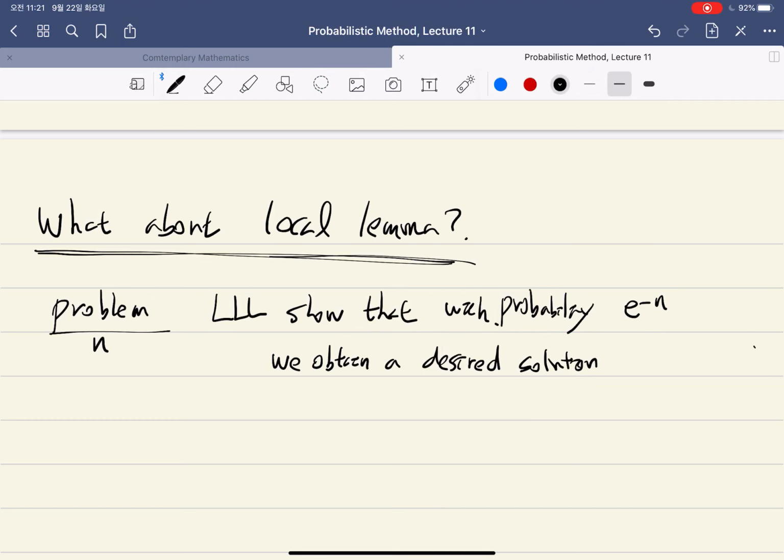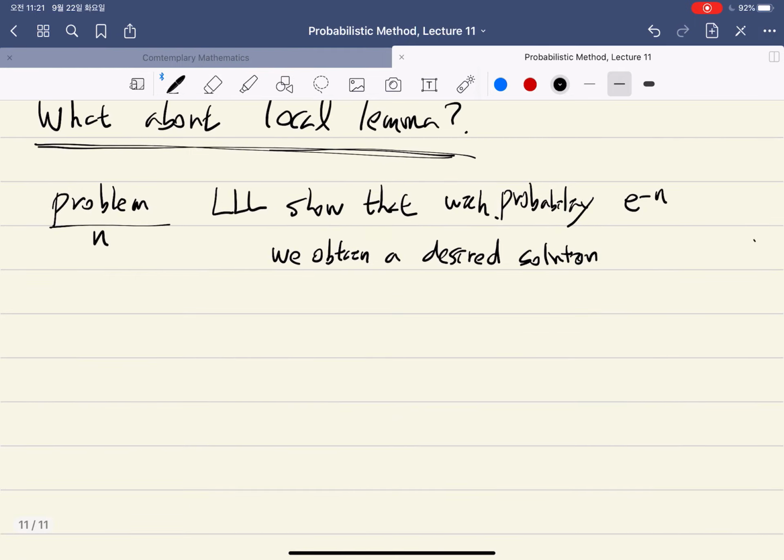Then what do you have to do? You randomly choose all the things, and with probability 1 minus e to the negative n, that's not what you want. So you have to do it again. If you do it, say, exponentially many times, then one of those times you will actually get the right answer. So you will get the desired solution. But this is not efficient. You have to do it exponentially many times.